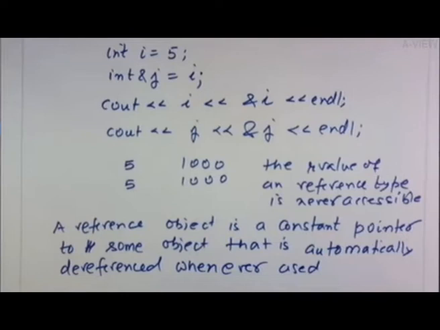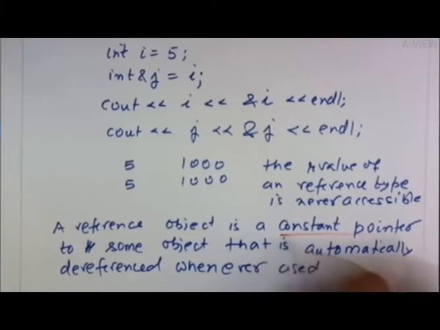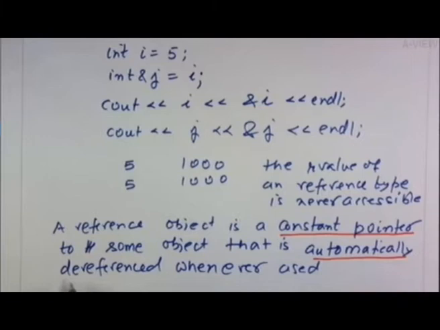So there are two properties which I have quickly introduced. A reference object is basically implemented as a constant pointer, number one, and this business of automatically dereferencing. I should probably tell you first what dereferencing is, because I skipped that with pointers. I'll get to that now. What is automatic dereferencing? Before that, what is dereferencing?